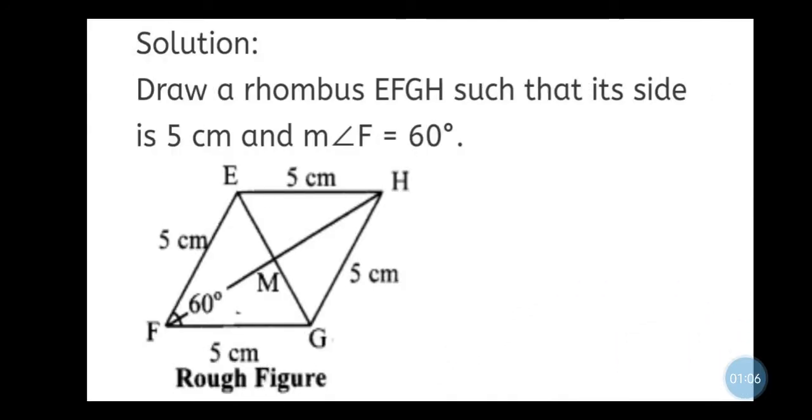First, we will be drawing a rough figure, that is rhombus EFGH, such that its side is 5 cm and measure of angle F is equal to 60 degrees. This is your rough figure.